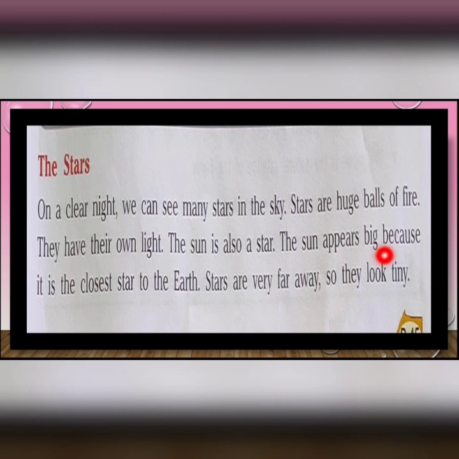The sun appears big because it is the closest star to the earth. Stars are very far away, so they look tiny. The sun is a star, right? But it is much bigger than the other stars, right? Why? Because the sun is the closest star to the earth. So we see it bigger, but other stars are very far away from the earth. That's why we see very small stars. They look so tiny.